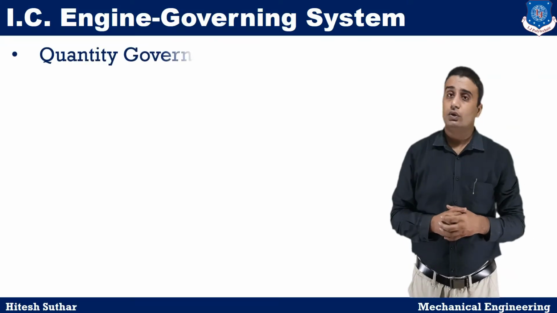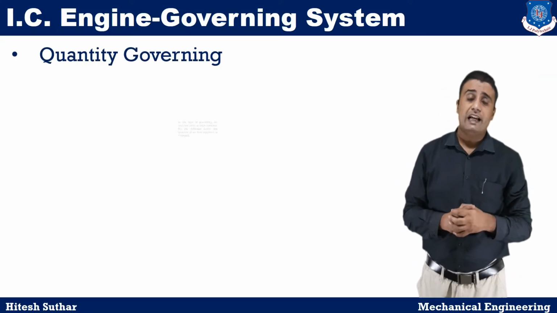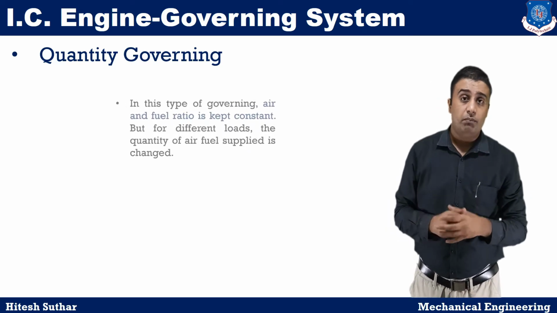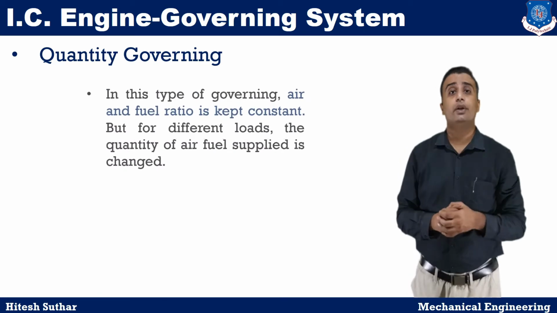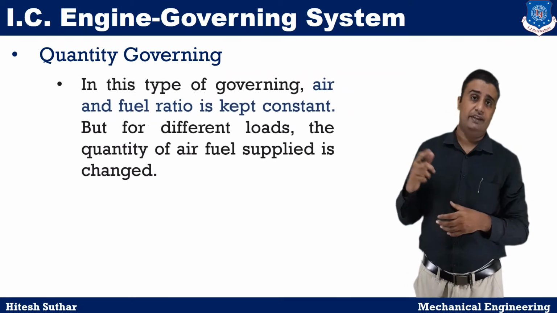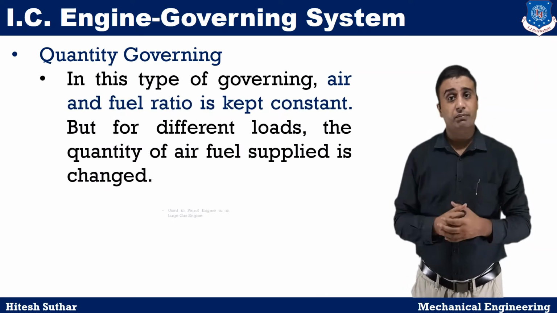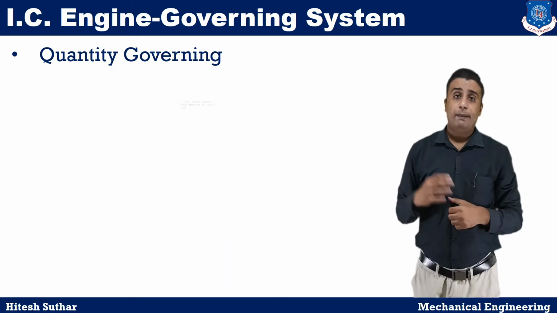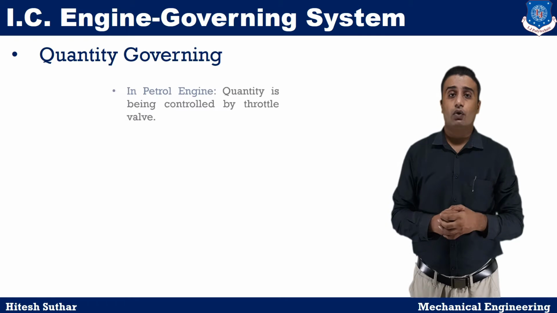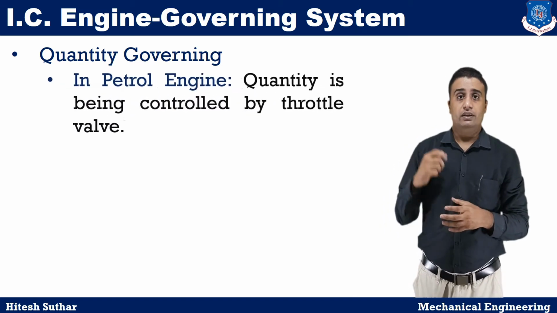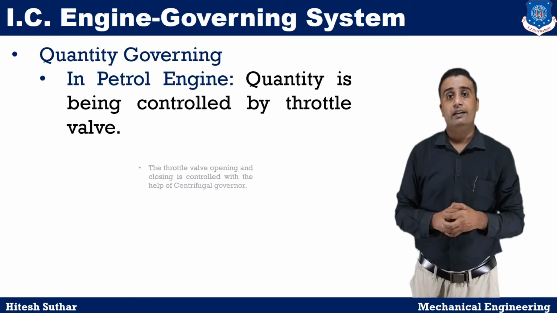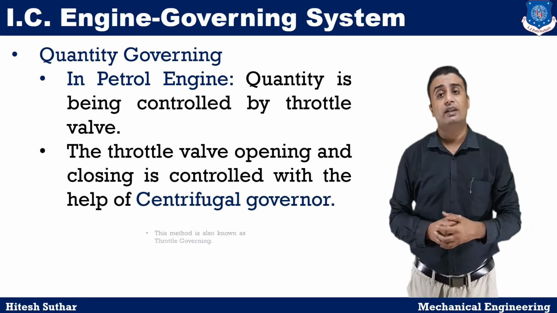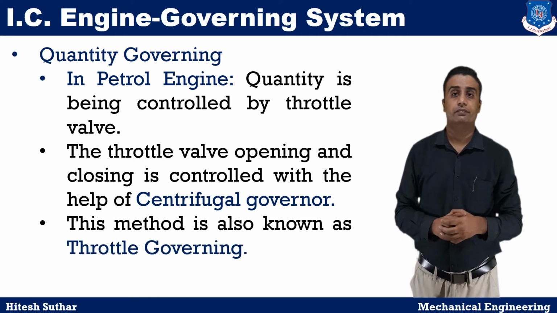Second method is quantity governing. In this type of governing, air and fuel ratio is kept constant, but for different loads, the quantity of air and fuel supplied is changed. This is used in petrol engine or in large gas engine. In petrol engine, quantity is being controlled by the throttle valve. The throttle valve opening and closing is controlled with the help of centrifugal governor. This method is also known as throttle governing.